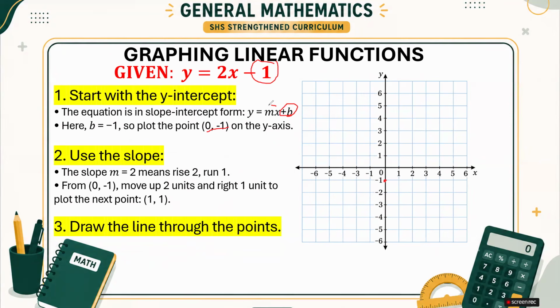Next, we use m, which is the slope of the line or the steepness of the line. So this is our m. The slope means rise over run, which is m. And then that's 2 over 1. So this 2 over 1 means that the rise is 2. So you move 2 units up and then move 1 unit to the right. And when you connect these 2 points using the intercept, that forms the straight line.